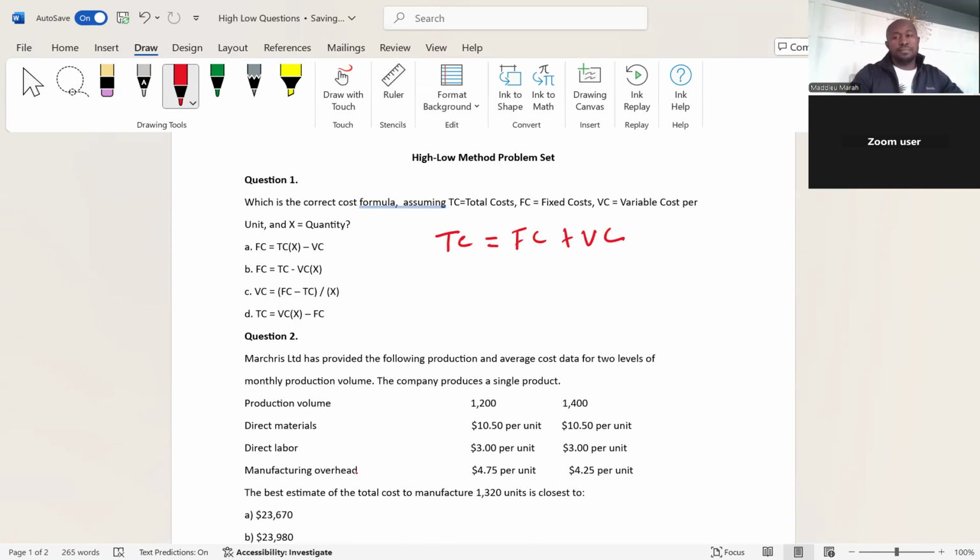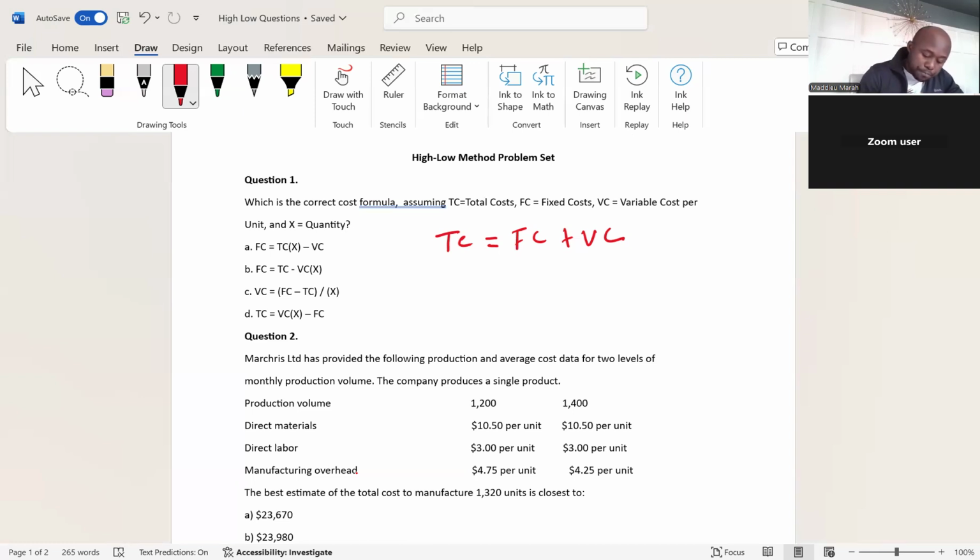These are the formulas for total cost: fixed cost in total plus variable cost in total. And remember, I told you variable cost in total is equal to variable cost per unit multiplied by number of units. That will give us the variable cost in total. Okay? So this is the cost function. Among the objective choices A to D, we don't have total cost equals fixed cost plus variable cost.